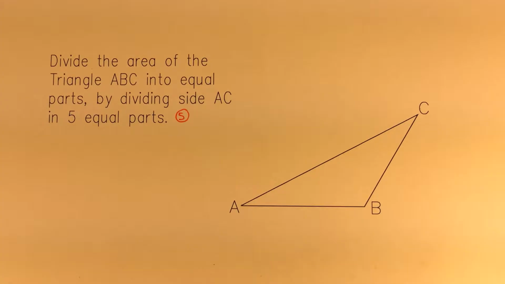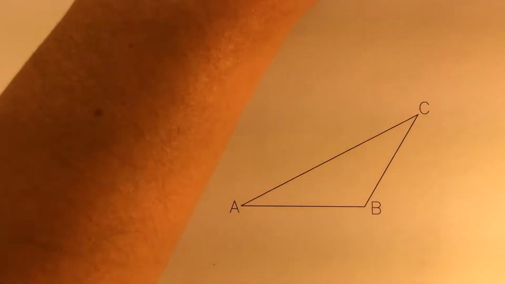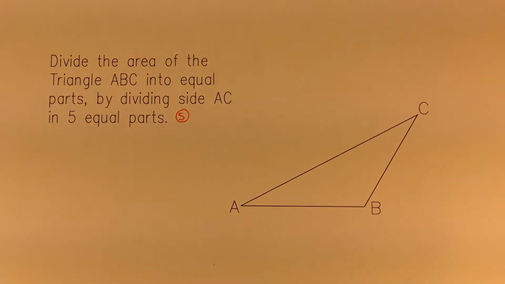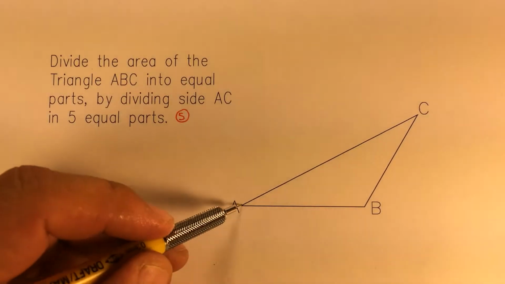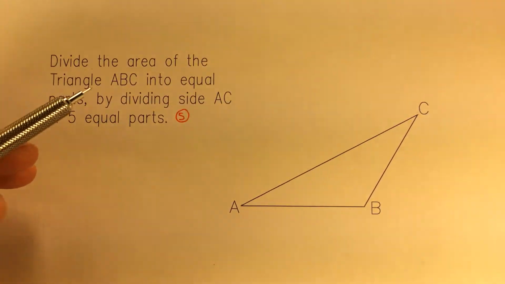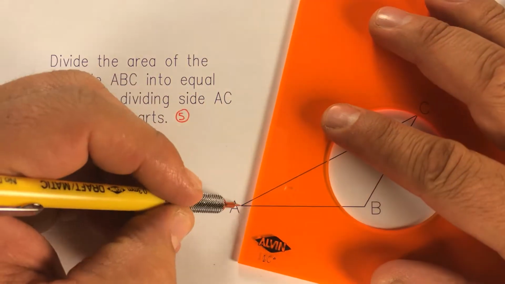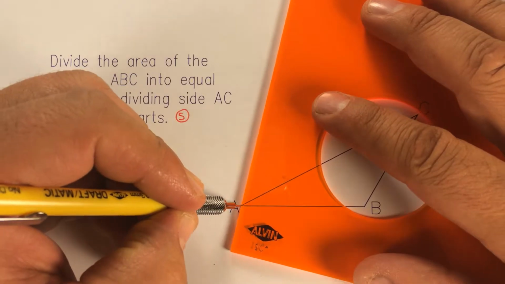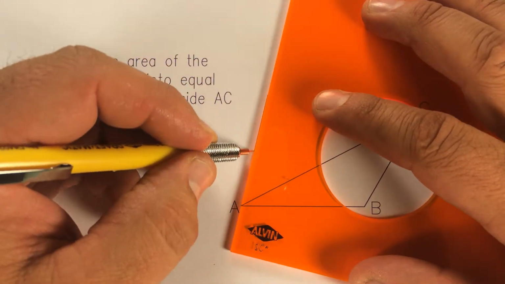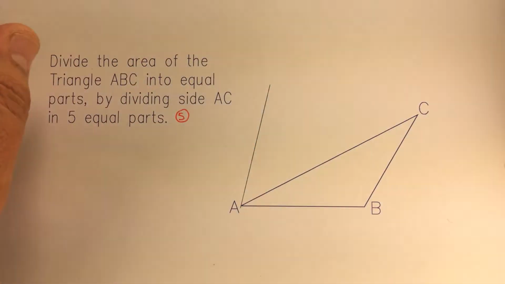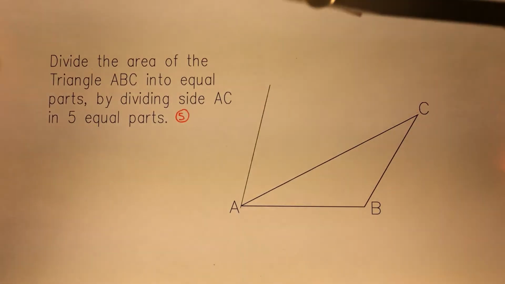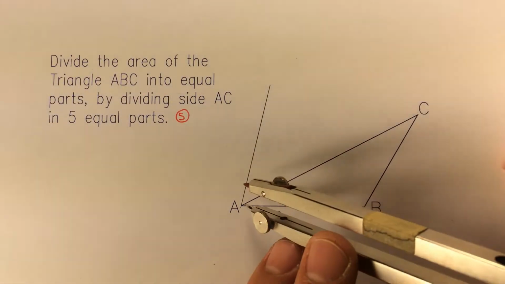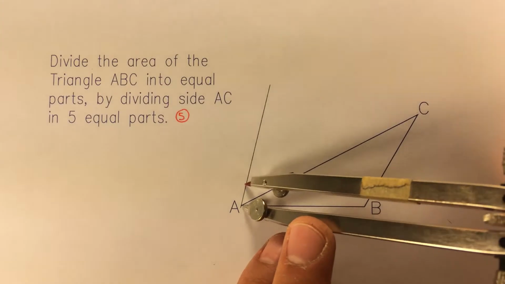This is a multi-step exercise. If you need to pause the video and do the constructions as we go, that's perfectly fine. So we're going to divide this line into 5 equal parts first, like our previous geometric construction. I'm going to drop a line out here at a convenient angle. I'm going to use my compass at a certain length, and step off 5 equal distances.